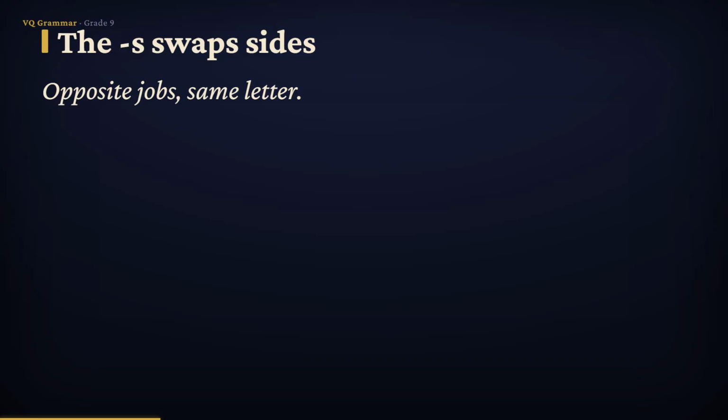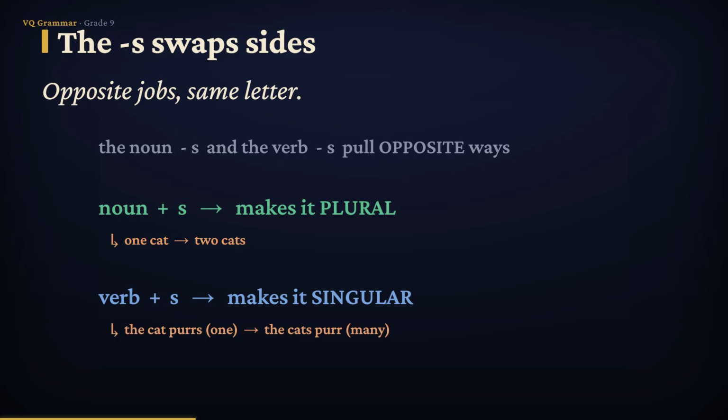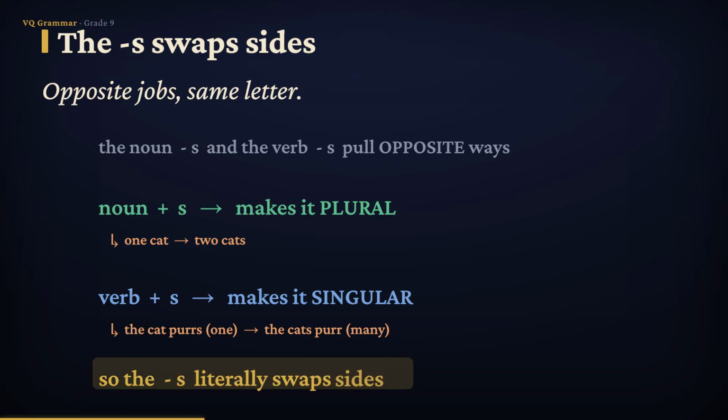Now, here's a twist worth pausing on. The S at the end of a noun and the S at the end of a verb pull in opposite directions. Add S to a noun and you make it plural. One cat becomes two cats. But add S to a present tense verb and you make it singular. The cat purrs is one cat, while the cats purr is many. So the S literally swaps sides. On a noun, it means more, and on a verb, it means one. Keep that image in your head, and half the mistakes disappear.